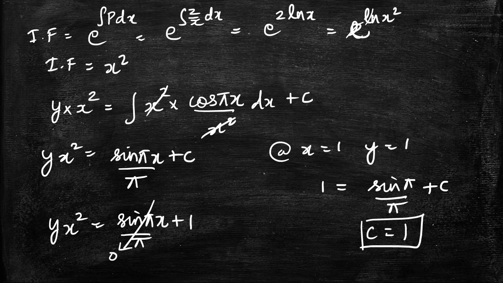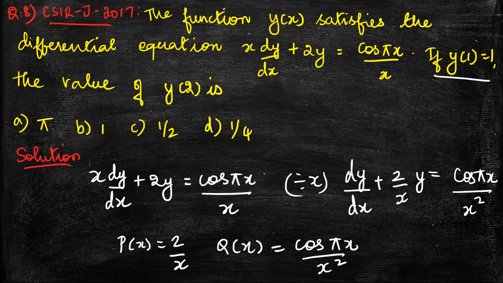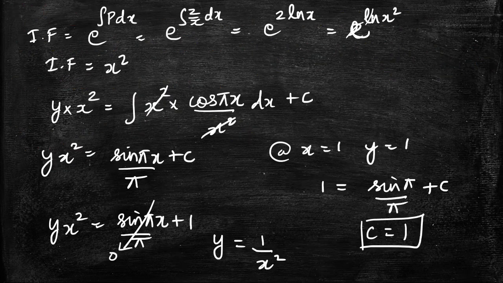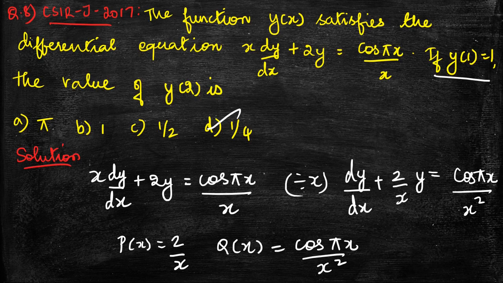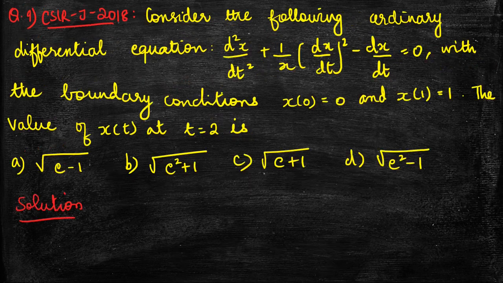So I can write my y as 1 by x square. Now we'll have to find at x is equal to 2 what is the value of y. So at x is equal to 2, y will be 1 by 4. Very easy, right? So now let us see the ninth question, which is from June 2018.